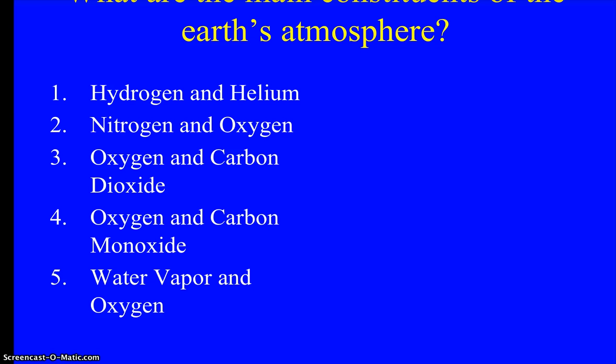The main constituents of the Earth's atmosphere are what? You might be surprised when you see this. We're mainly nitrogen and oxygen. I'm sure you were going to guess oxygen, but you might have also wanted to combine it with carbon dioxide because of the talk about the greenhouse effect. But even though the greenhouse effect is caused by carbon dioxide in our atmosphere, it's actually a very small constituent in our atmosphere. It's a very small percentage of our atmosphere is carbon dioxide.